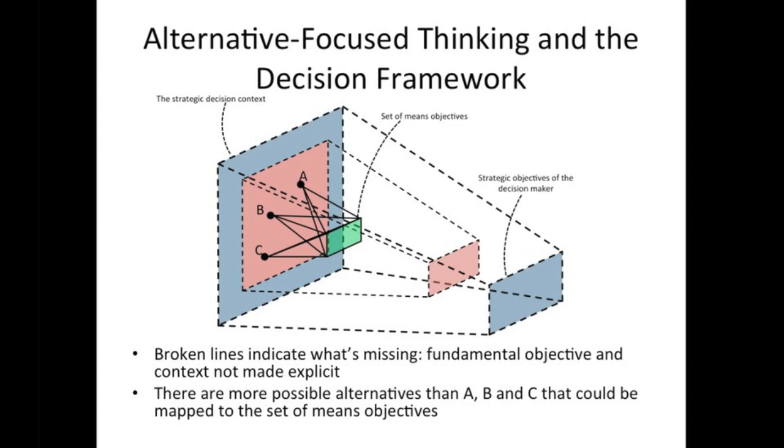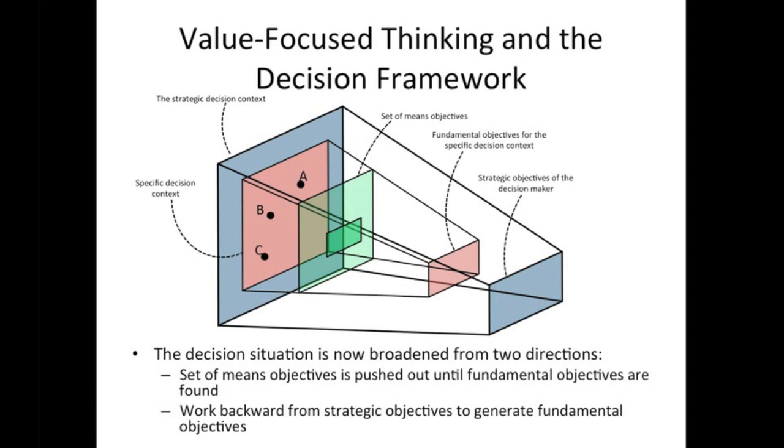The broken lines show that the fully fleshed out decision frame is completely missing here. You've got a few alternatives, A, B, and C, that are mapped to a set of means objectives. Remember that we want to map them to fundamental objectives.